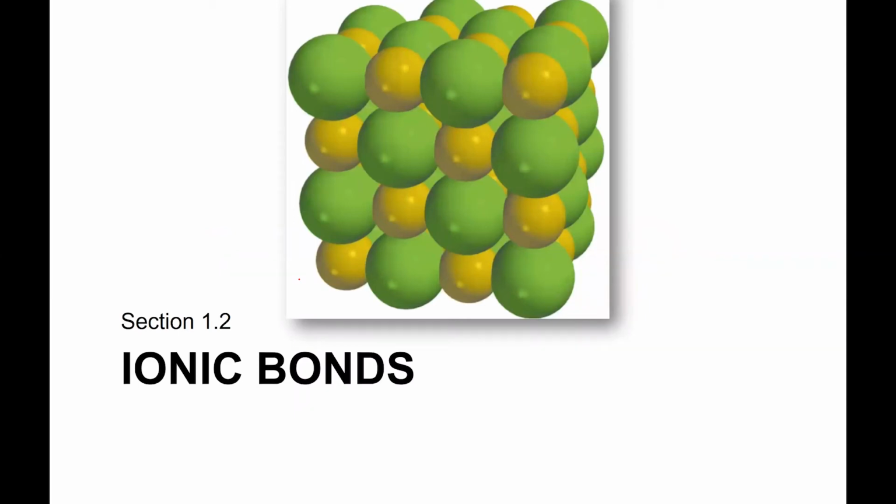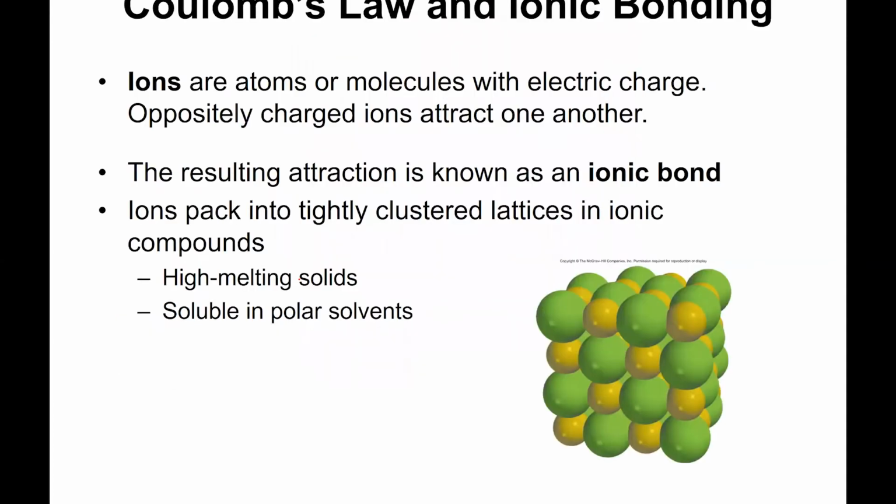Okay, so on now to ionic bonds. Remember that ions are atoms or molecules with electric charge, and that oppositely charged ions attract one another. Anything with a positive charge and a negative charge attract to each other. And when this happens, when we have resulting attraction, that is called an ionic bond.